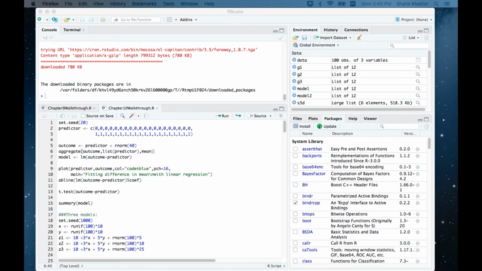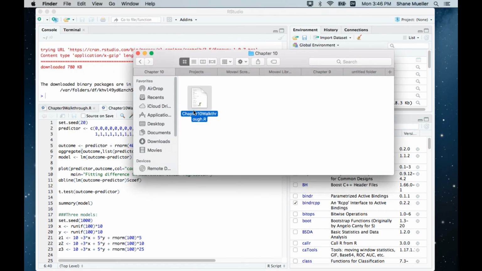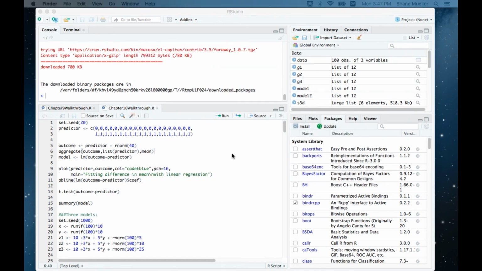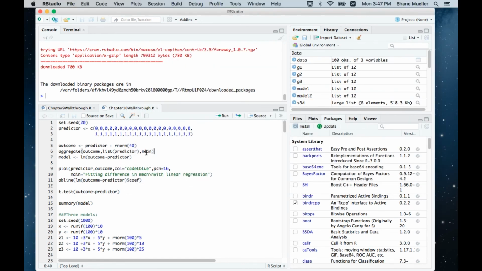I have downloaded the walkthrough right about here in a place in my documents, and I've now opened it up in RStudio.